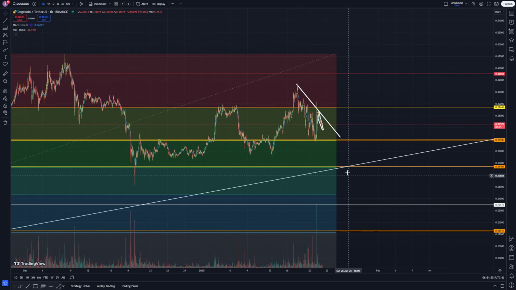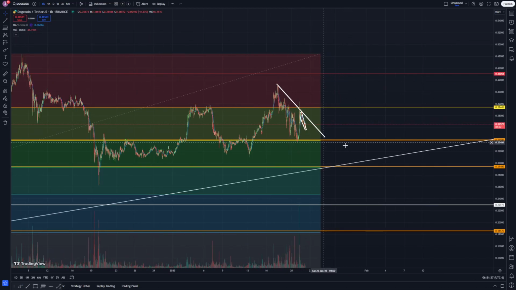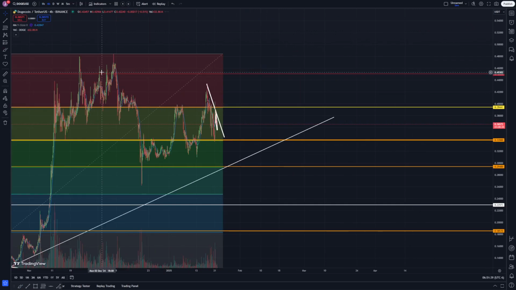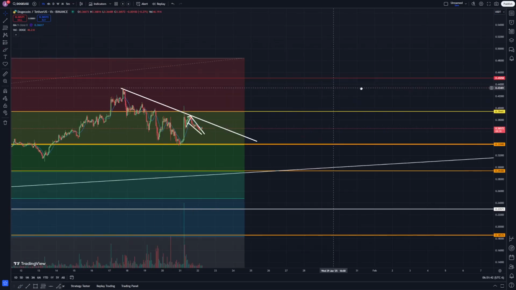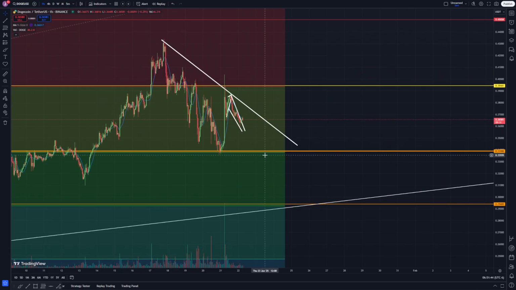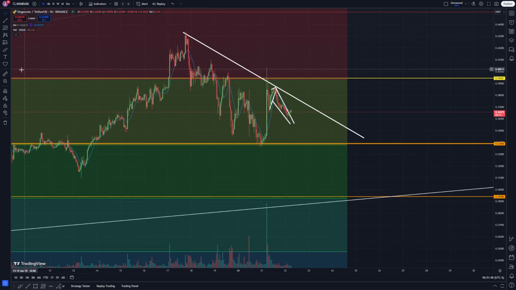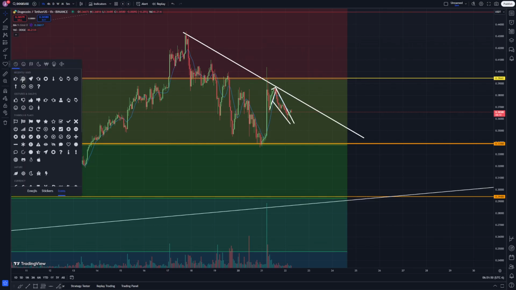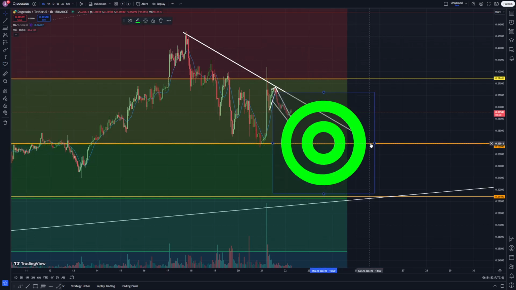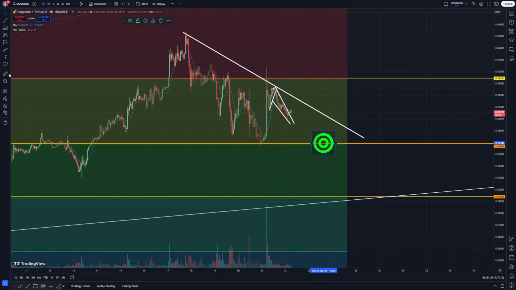Let's see if it can drop down and hit it, but I'm not sure. For right now, I'm just shooting for the 38% level, which is .339. That's pretty much my next target, I guess you can say. Let's do something like this, and then let's go with a price label like that. It's .339. That's where I have my limit order.